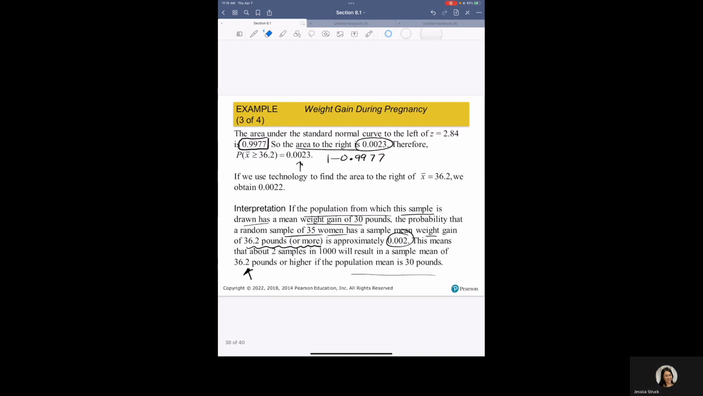What we need to keep in mind with these interpretations, because they get really lengthy, is that we're always referencing the situation. We're not making an inference here to all. We're saying, based on these circumstances, such as when the mean weight gain is 30 pounds and a random sample of 35 women, then all of these things I'm telling you are what I would conclude. So it's important that we point out everything in the context of what we are interpreting.